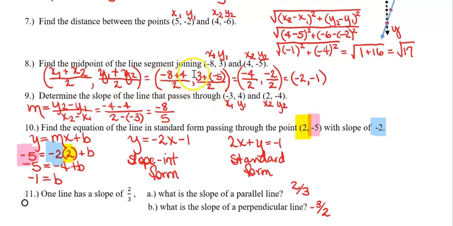So negative 8 and 4 is going to give me negative 4 over 2, or negative 2. And then 3 plus negative 5 would be negative 2 over 2, which would give me negative 1. So that would be my midpoint.